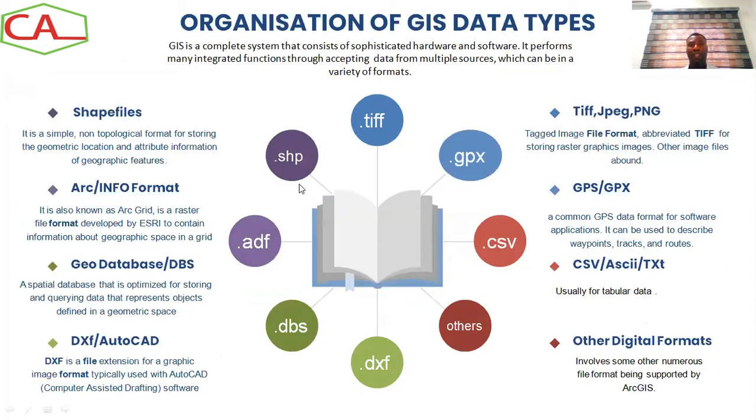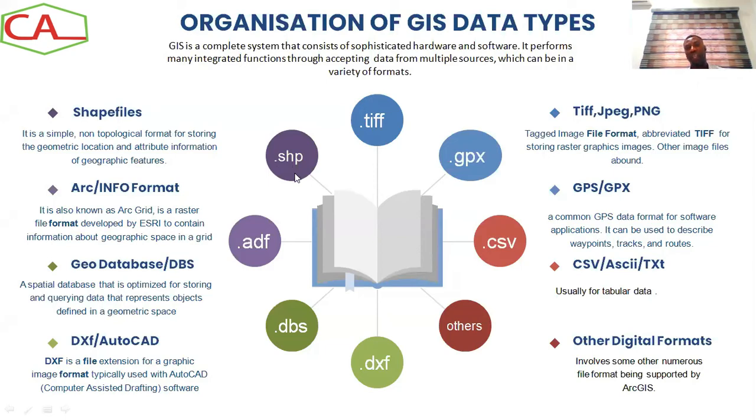We'll look at some organizations of GIS data. There are so many kinds of data formats and varieties that could be found in GIS, but this is a very important one we see in our day-to-day GIS work. Most of the time we talk about shapefiles. It's a simple non-topological format for storing geometric locations and some attribute information. Most of the time it ends with .shp.